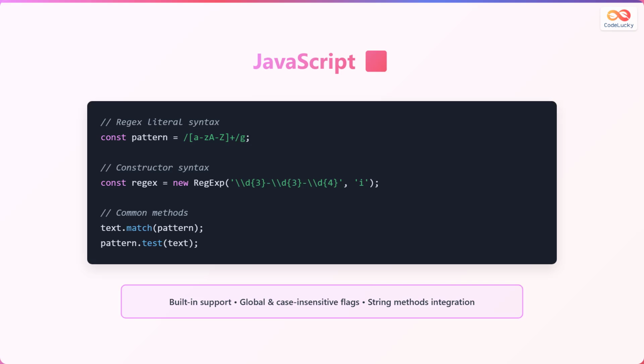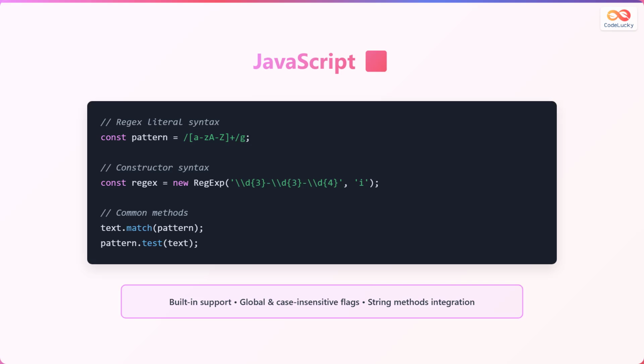Let's begin with JavaScript. In JavaScript, you can define a regular expression in two ways. Firstly, using a regular expression literal syntax, by enclosing the pattern between forward slashes. For example, /[a-z]+/g. The g here stands for global, which means the pattern is to be searched throughout the text, not just the first instance. Secondly, by using the RegExp constructor.